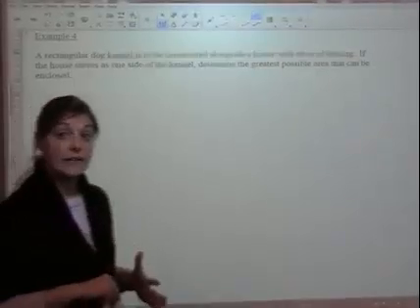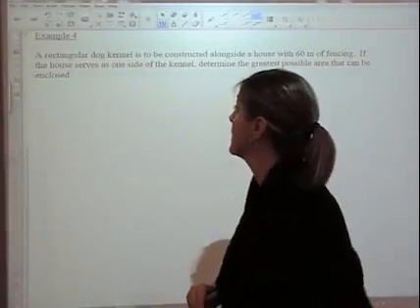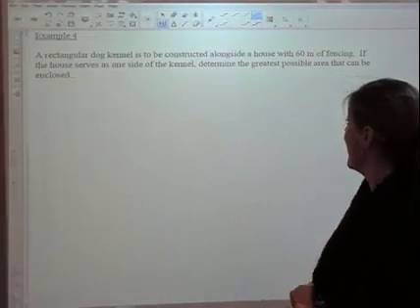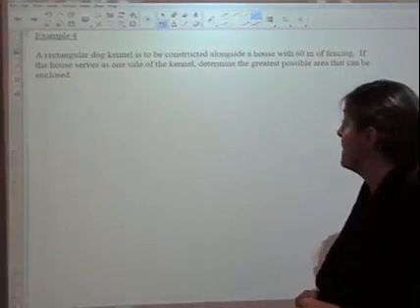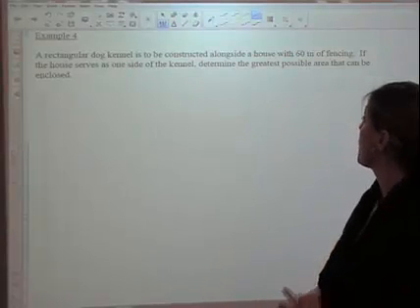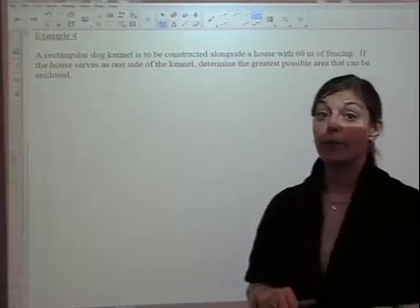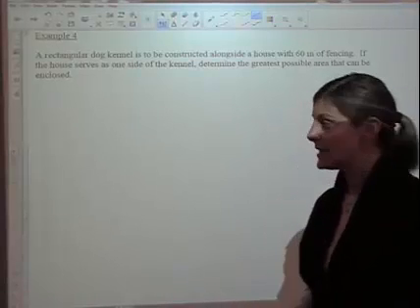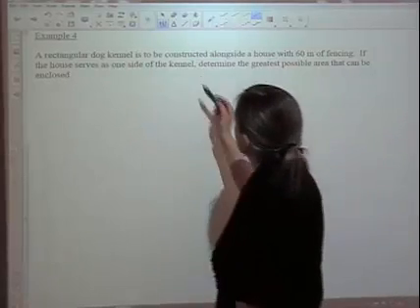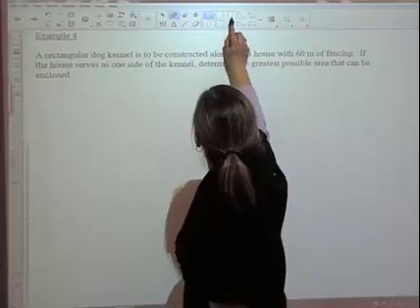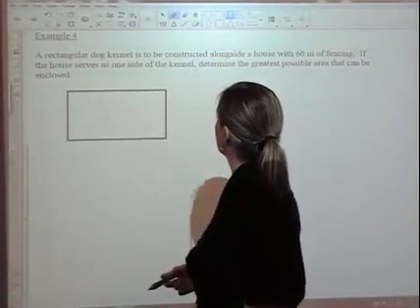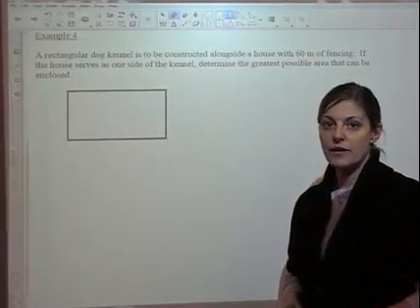All right, let's take a look at example 4. We have a situation here. We have a rectangular dog kennel, and it's to be constructed alongside a house with 60 meters of fencing. If the house serves as one side of the kennel, determine the greatest possible area that can be enclosed. Well, let's take a look at this. First of all, we know we need a rectangle. So let's draw a rectangle here. All right, so we've got a rectangle. Okay. Now we have 60 meters of fencing.